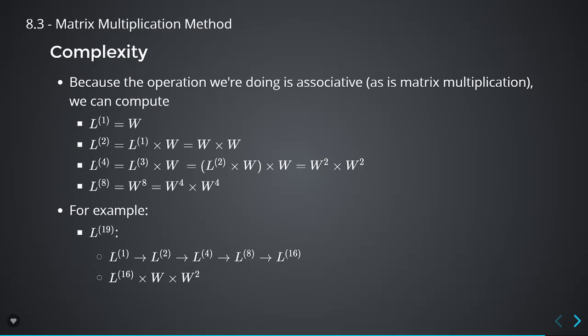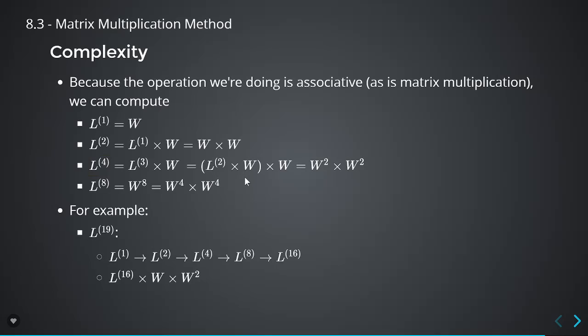But then I can just jump straight to L4. I don't need to compute L3. Why? Because if L4 is L3 times W, then this is just L2 times W. And because this is just like applying W twice, you can just square them. That's what L4 is: W squared times W squared. So again, with L8, it's just going to be L4 times L4. You can expand it like that. This is just going to be W to the 8. So really, with this method, all you need to have is W.